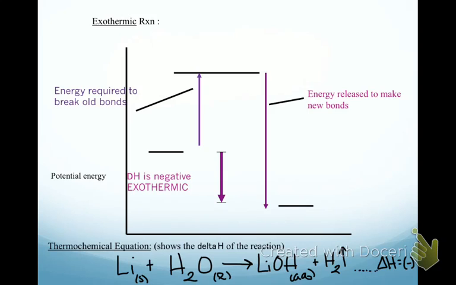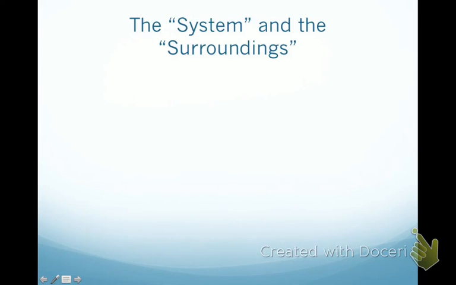So let's talk about what this means for your lab, because your job is going to be to decide if a reaction is overall exothermic or overall endothermic. Let's talk about a couple of new terms for this lab called the system and the surroundings. The system is always the reaction or the process being studied.